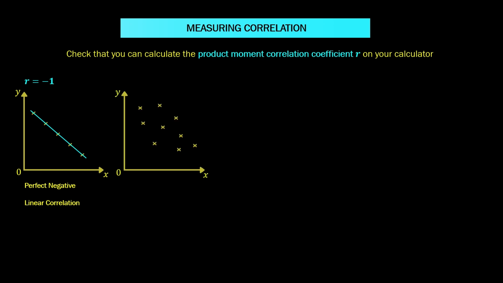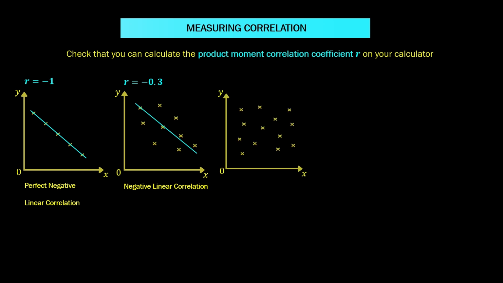If the points go from left to right downwards, but they're not on the straight line and are loosely following the pattern of a straight line, then we may have R in the region of -0.3 and we have negative linear correlation. If there is no pattern whatsoever, then we have R equal to 0 approximately, and we have no linear correlation.